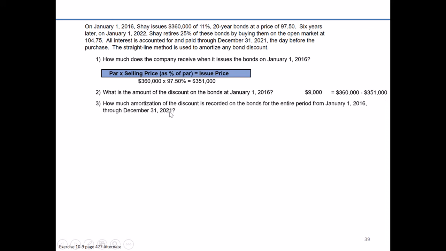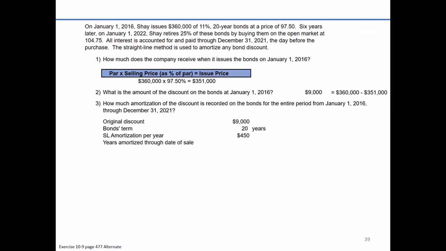Now, we're looking not at the end of the life of the bonds, but at the retirement period for a portion of the bonds, which is December 31st, 2021. We want to figure out how much of that discount was amortized in that 6-year window. Again, the total amount of the discount is $9,000. If we divide that by the term of the bond, 20 years, that means every year over those 20 years we would have amortized $450 of the discount.